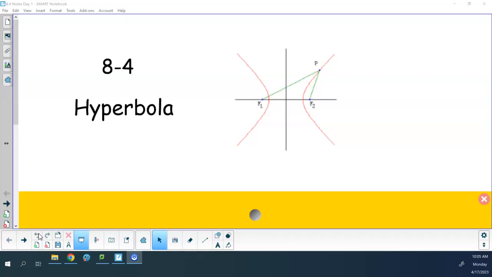So this week in Algebra 3 is quiz week. Okay, so Friday will be a quiz that will encompass all of your conic sections. Hyperbolas are the last of the 4 conic sections. So we had parabolas, we had circles, we had ellipses, and now we're going to finish up with hyperbolas. Okay? Right?